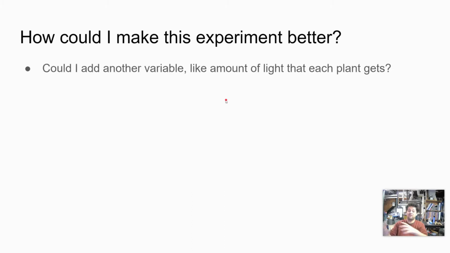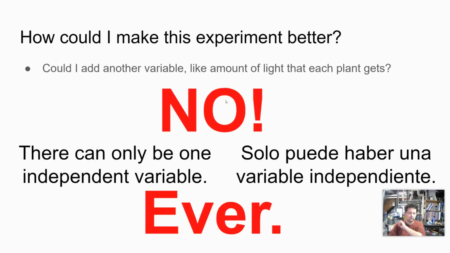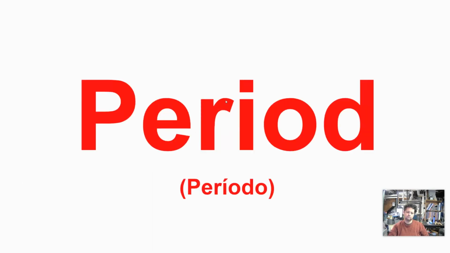Could I add another variable, like the amount of light that each plant gets? No, there can only be one independent variable. Adding more kinds of the same variable, like adding more fertilizers to my experiment, is okay. But changing another variable, never. No, there can only be one independent variable ever. Period.